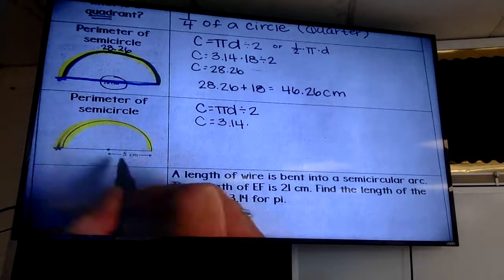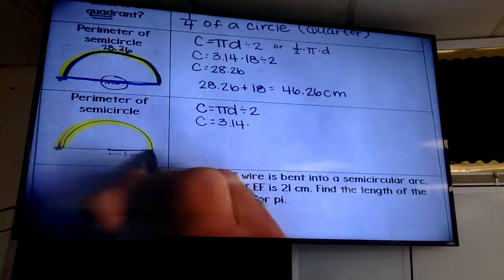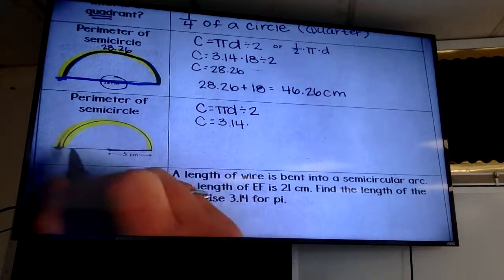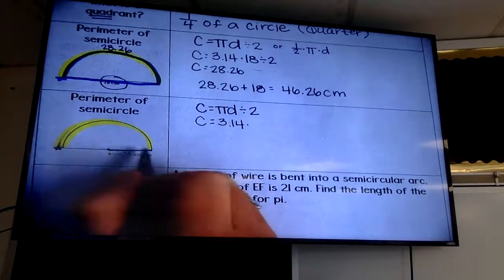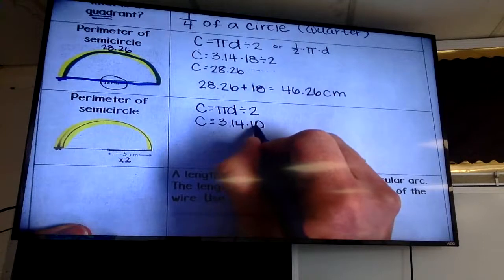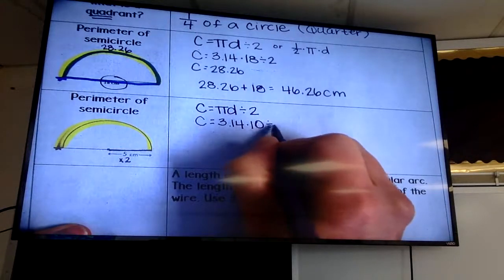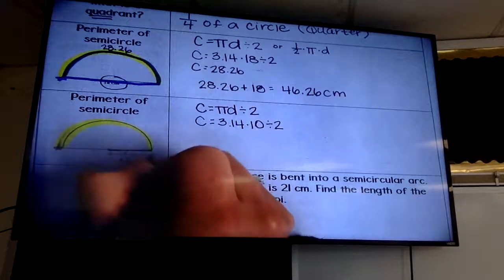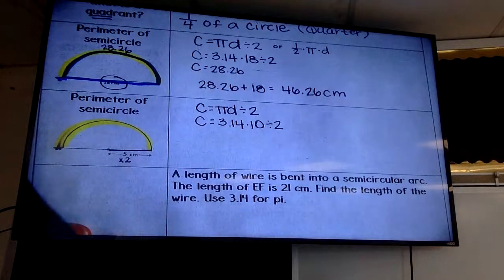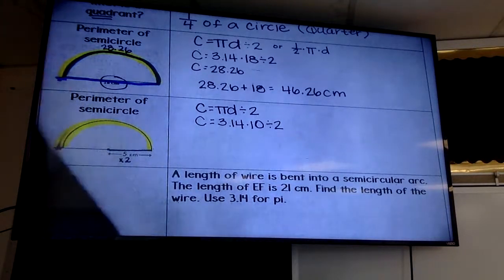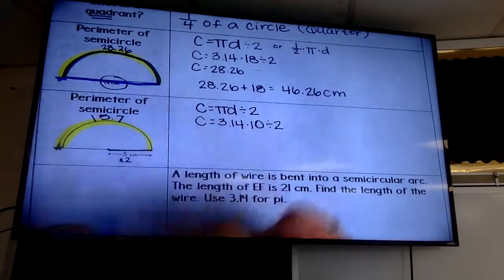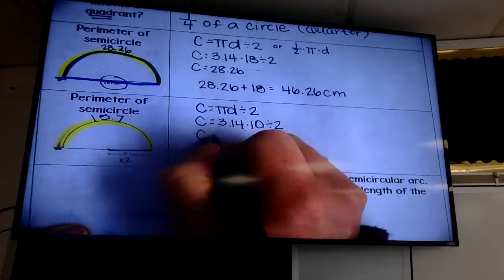So let's look at what they gave us. It's saying from here to here is 5. Well, that would be my radius. I need my diameter all the way across this circle. So if my radius is 5, remember, I double that to get my diameter. So my diameter would be 10. And then I'm going to divide it by 2 so that I'm only getting the arc because it's not a full circle, it's just a semicircle. So I'm going to say 3.14 times 10 divided by 2. And I get 15.7. So I know that arc piece is 15.7.